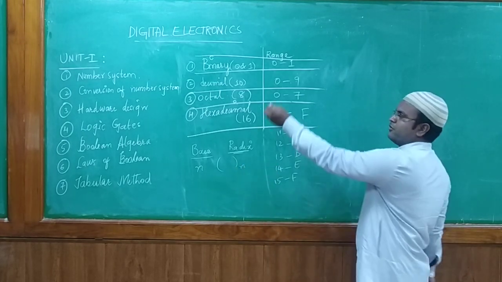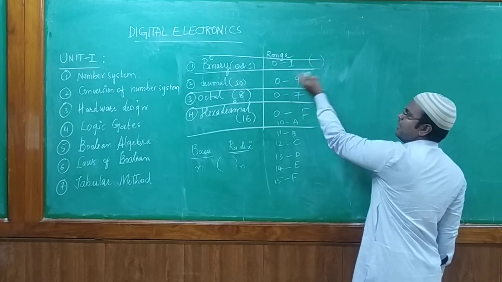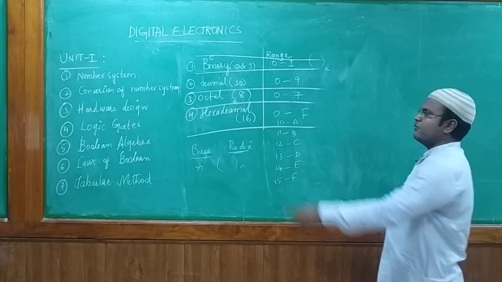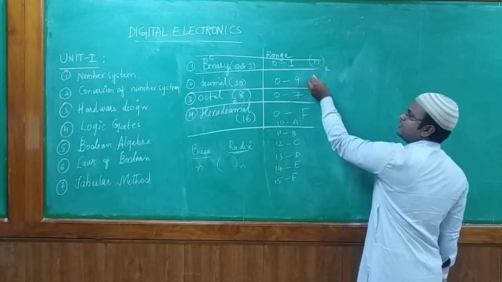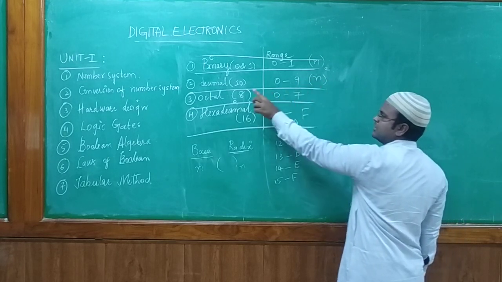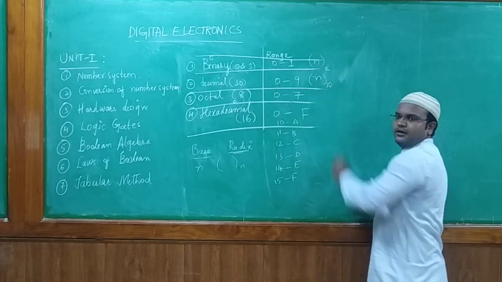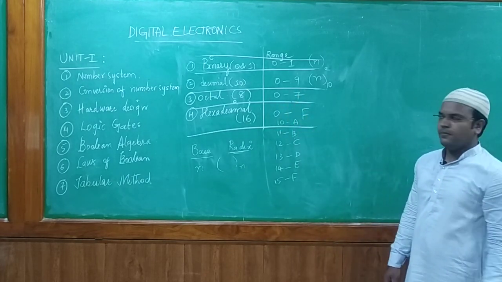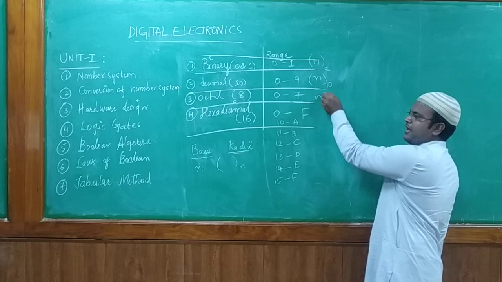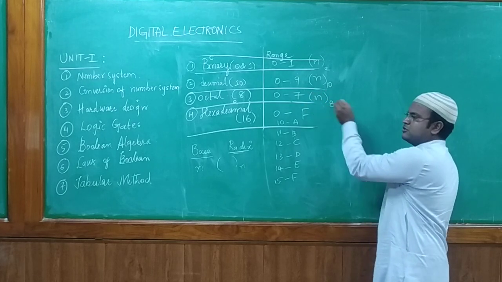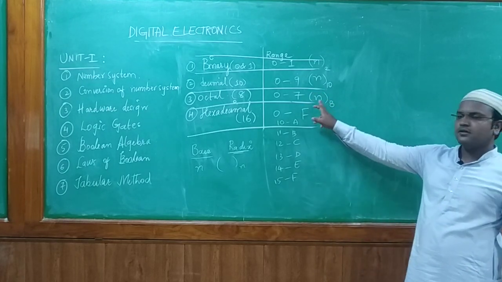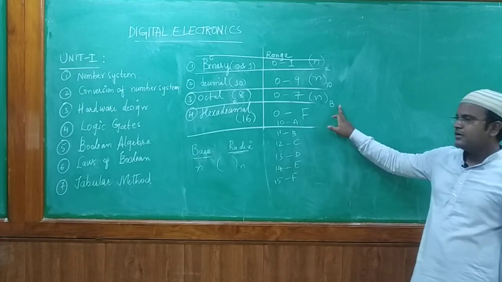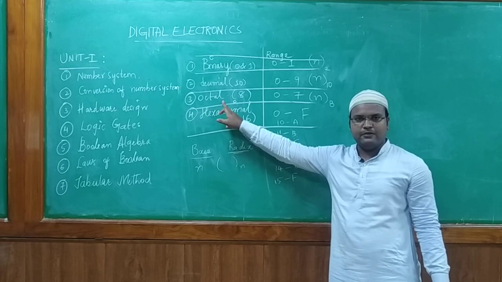If I want to write any number in binary, I need not mention the base, since it is 0 and 1 only. If I want to write any number n in decimal, I need to write the base as 10. Similarly, if I want to write the octal number system, I need to mention the base as 8. That means the number is n and its base is 8. That indicates that the number system is octal.